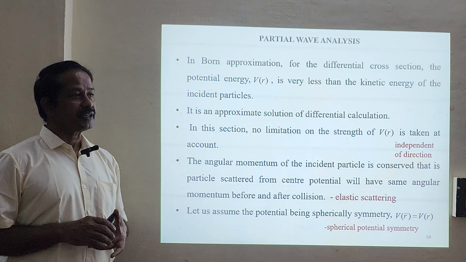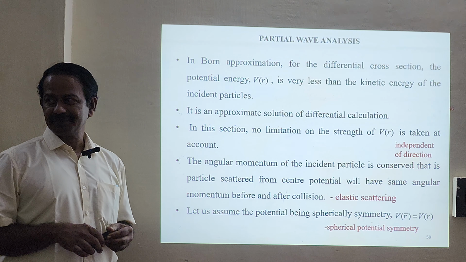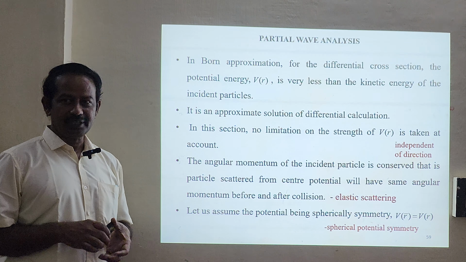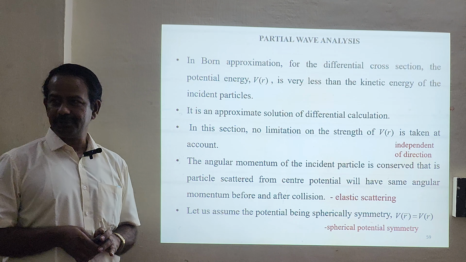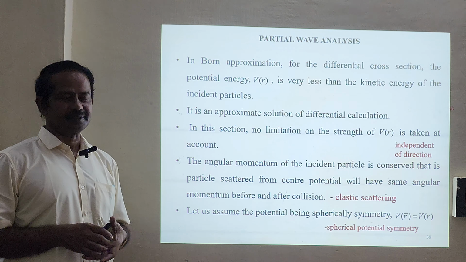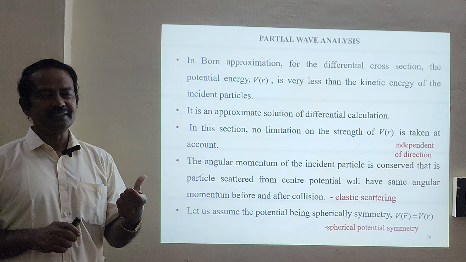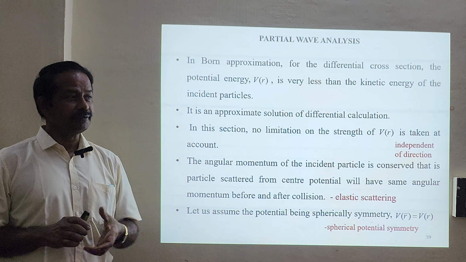In the Born approximation, the incident wave is nothing but a plane wave, e^{ikr}, where k equals k naught, e^{i k·r}, e^{ikr cos theta}. So we know the incident wave is a plane wave. But here, in partial wave analysis, we are going to consider the incident wave as consisting of an infinite number of free spherical waves. I repeat, the incident wave consists of free spherical waves.